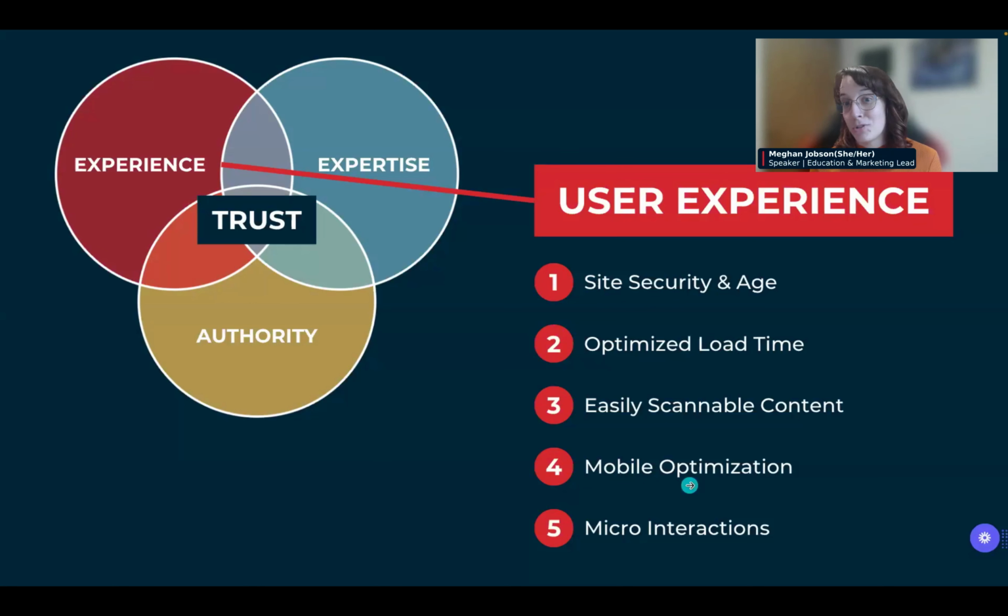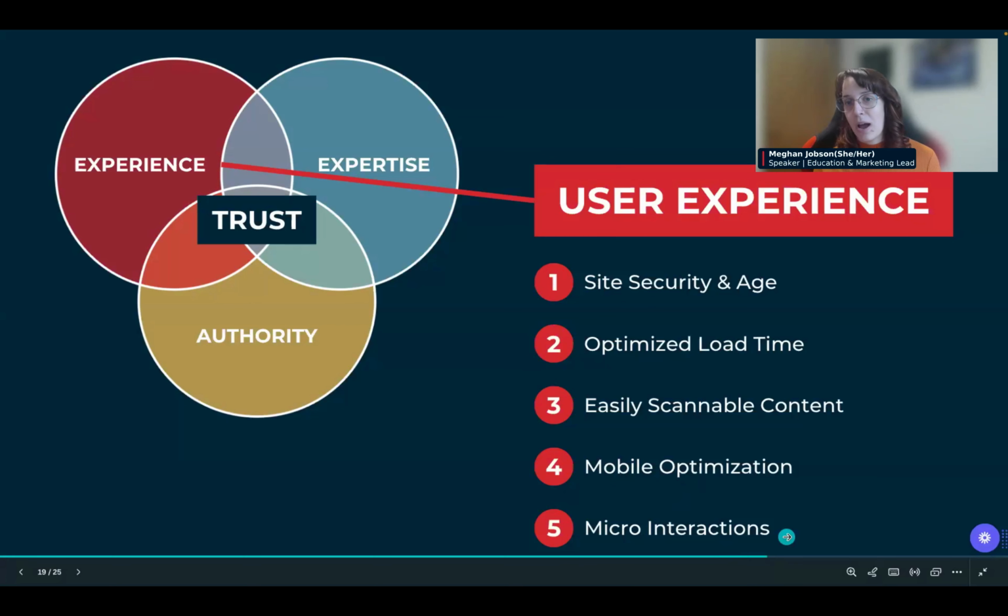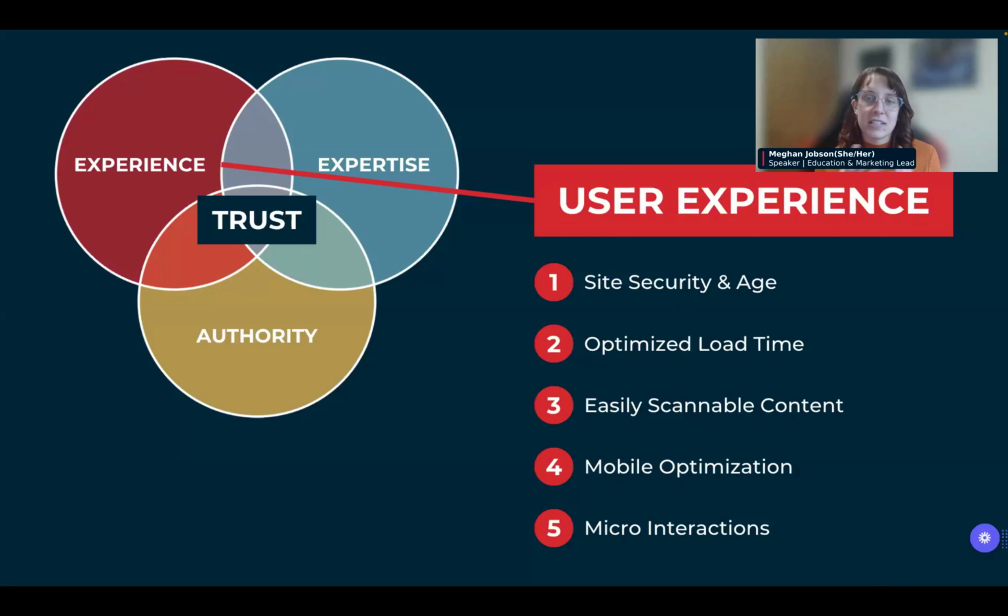Mobile optimization is huge. And then there's also micro interactions. So the little things that happen on a website, little animations, and when you scroll through and a photo pops out at you or something like that, those are called micro interactions. And it does make an impact on how people engage with your website, and it has an impact on SEO.